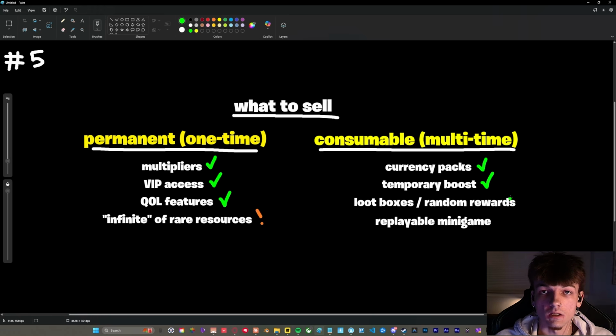You could also go the gambling route and sell loot boxes or any kind of random reward type product. It could be a loot box, it could be a crate, it could be a mystery bag. I mean, there are so many different variations of this that you could use.